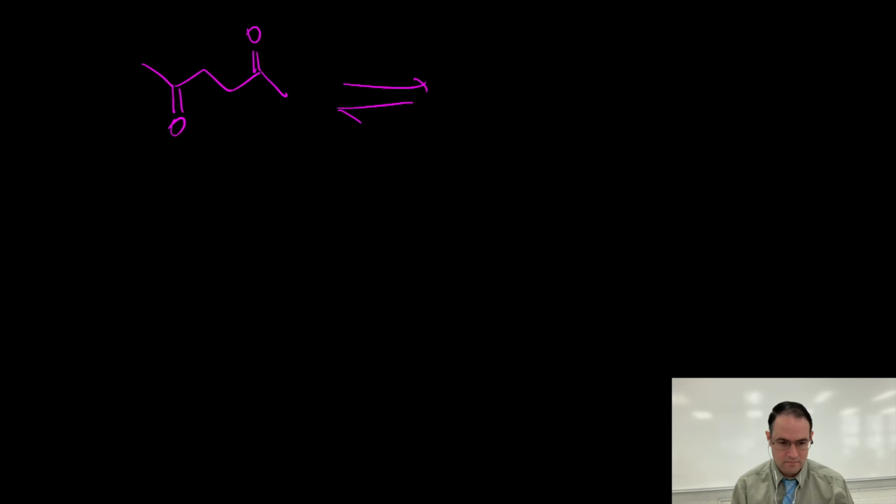Sometimes you can get intramolecular cyclization, and these are called intramolecular aldol reactions. I should talk about that now since it's in this section. If you have a molecule like this, and you treat it with sodium hydroxide and heat, you get a cyclic product.